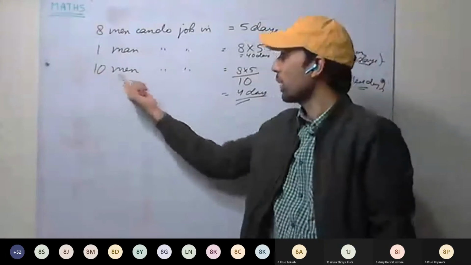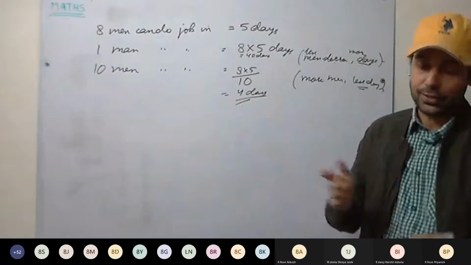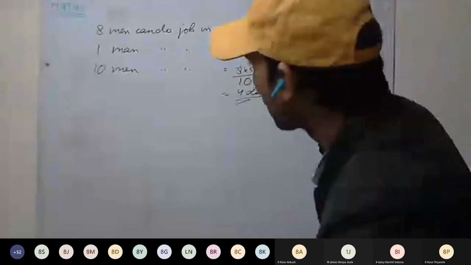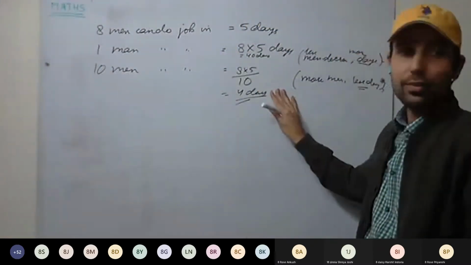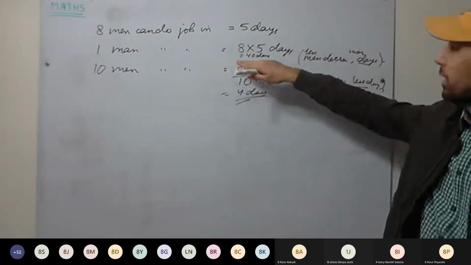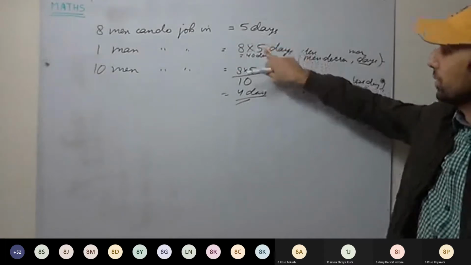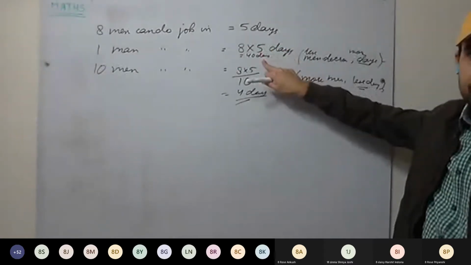So more men, less days. Any doubt in this question? This is a very important question. Okay, very basic question, as well very important. Okay, 8 men can do it in 5 days. 1 man will do it in how many days? We have to increase the number of days, so we multiply, 40 days.